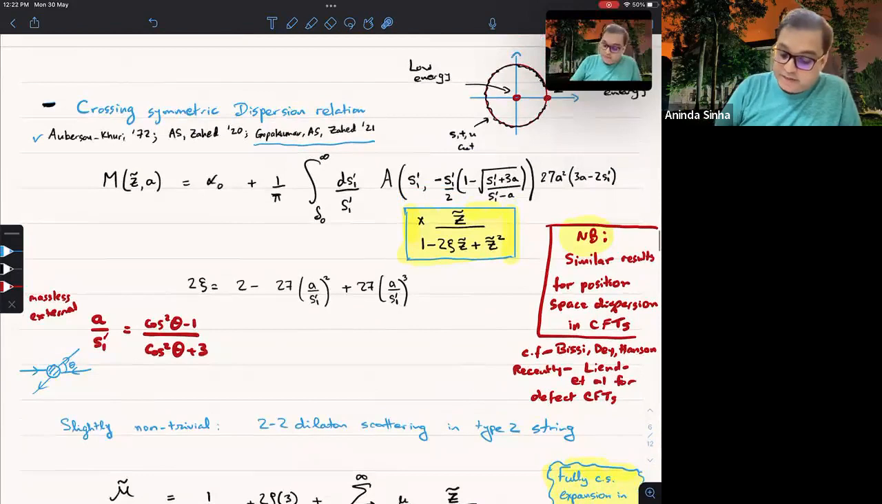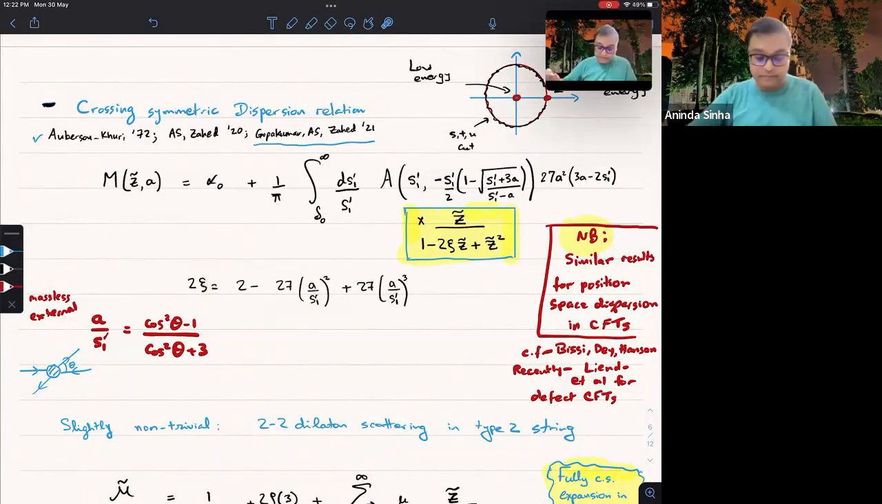So this is basically very similar to the phi cube theory, except that we have dressed it with various factors. So there is this dressing factor here. And what we are doing essentially is we are integrating over psi. So imagine that we hold A fixed. Integrating over S1 prime is the same thing as integrating over psi. So that's what we are doing. So that's the dispersion relation.